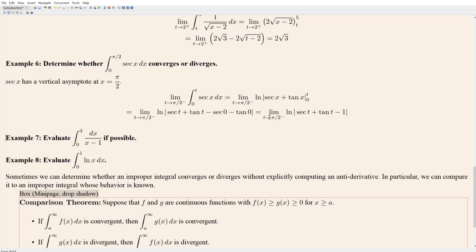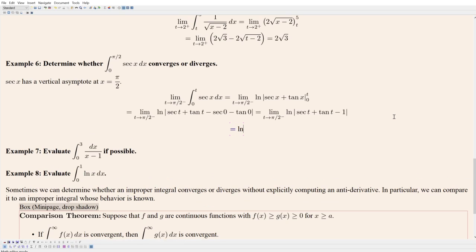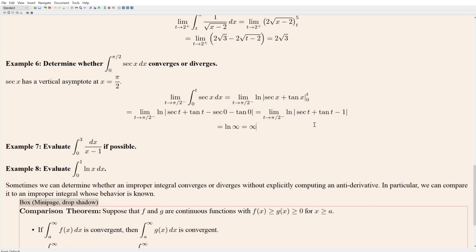So now, what happens if we plug in pi over 2? Well, same problem, right? Secant explodes, so this is infinity. And in fact, it's even worse than that, because tangent at pi over 2 is also infinity. So, this is log at infinity, but the logarithm also explodes as its argument tends toward infinity. So, yeah, this whole thing just explodes. So, it diverges.